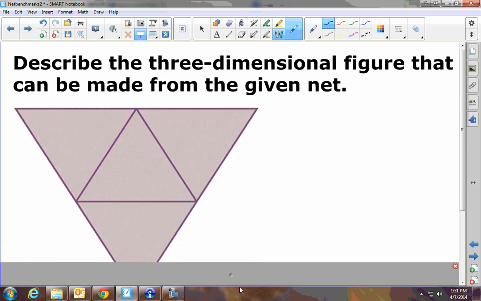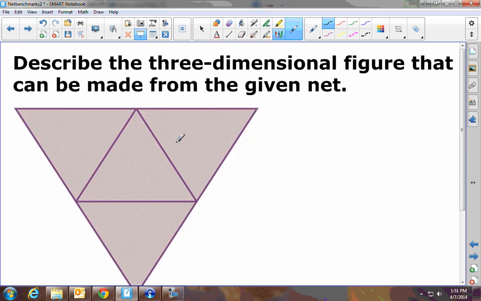All right, next one here. Okay, so first thing I see is we got 1, 2, 3, 4 triangles. They look like they're close to being equilateral. Let's make this the base and pretend we fold this up and fold this up and fold this up. What do we get? We ended up with a pyramid, a triangular pyramid.